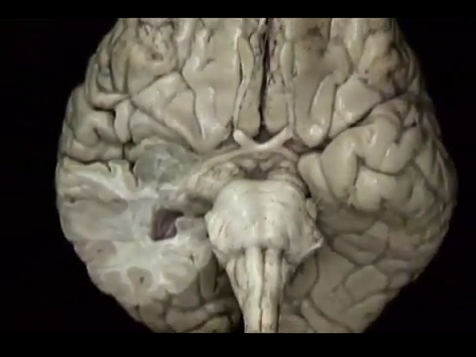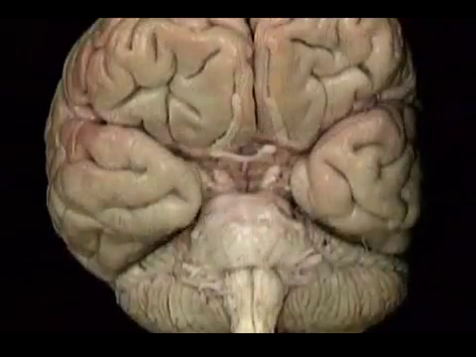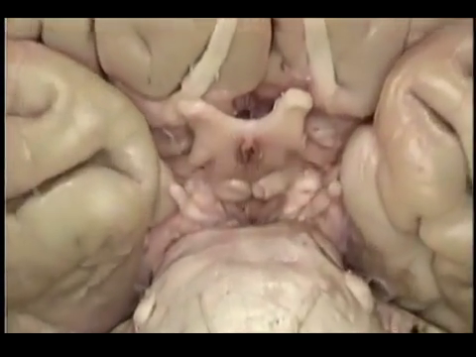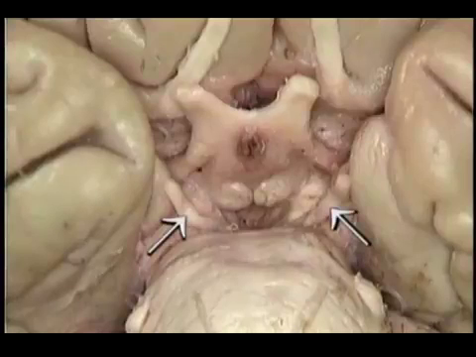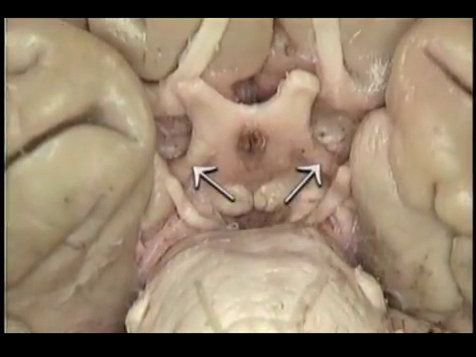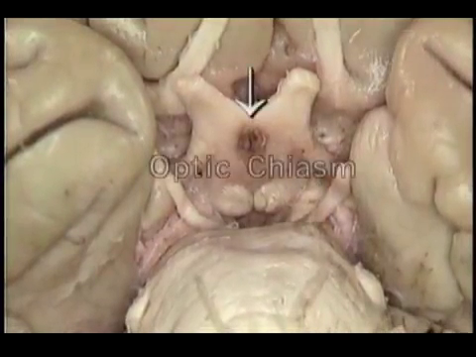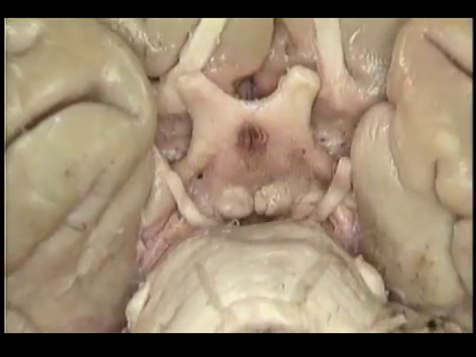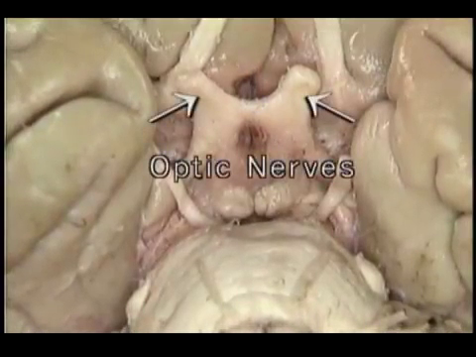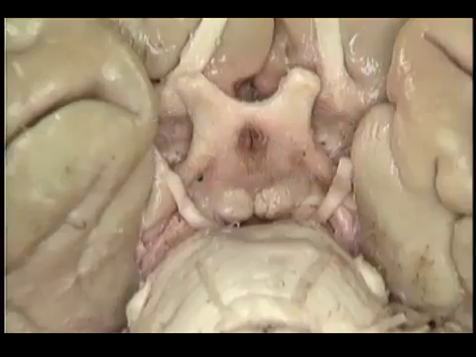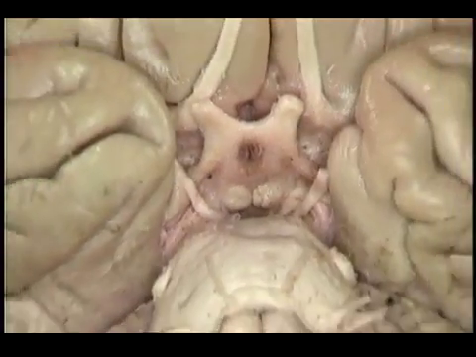We'll return to the intact brain. Here are the 2 oculomotor nerves. Here are the 2 optic tracts. They meet at the optic chiasm. From the optic chiasm, the 2 optic nerves emerge. They're the 2nd cranial nerves.